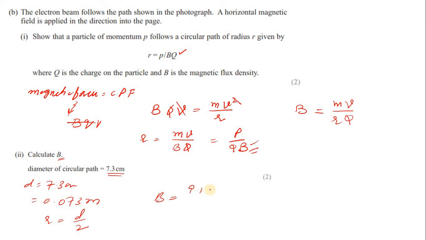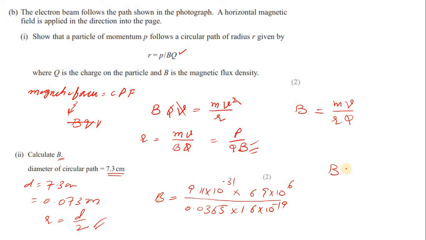So B is equal to mass of electron is 9.11 10 to the power minus 31. Velocity we found is 6.9 10 to the power 6 divided by r. R is the radius, which is 0.0365. You can solve from here. And then 1.6, which is charge, 10 to the power minus 19 coulomb. Once you solve that, then B would be equal to 1.1 into 10 to the power minus 3 Tesla. This is the magnetic field.